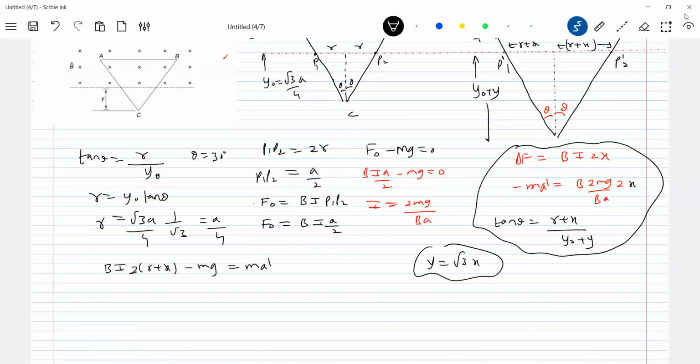So I'll directly write it. The time period is given by minus ma dash equal to 4b mg. B will get cancelled. 4 mg a x equal to y by root 3. A equal to 4g by a root 3 y.